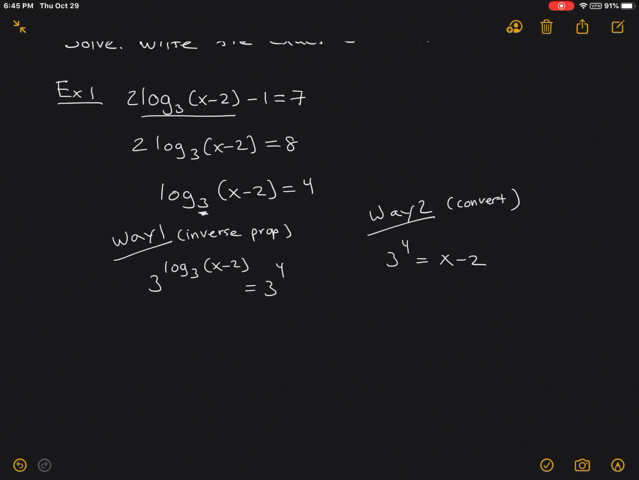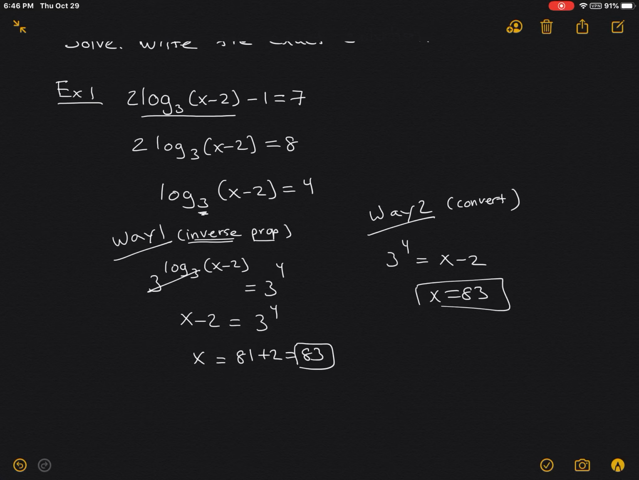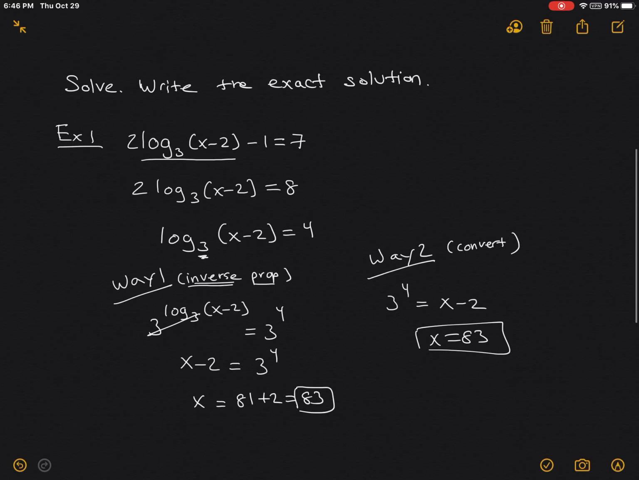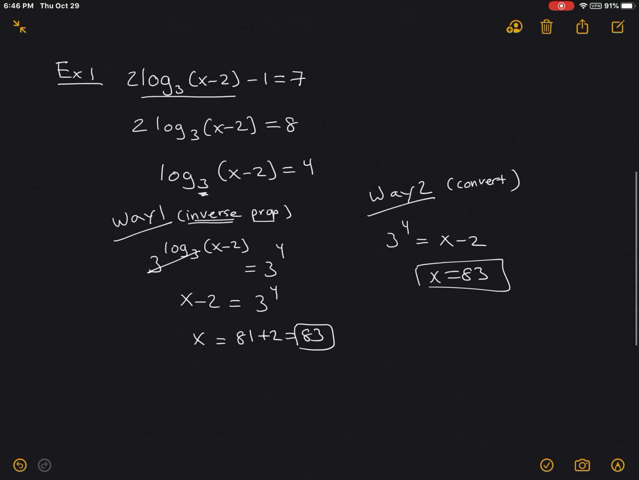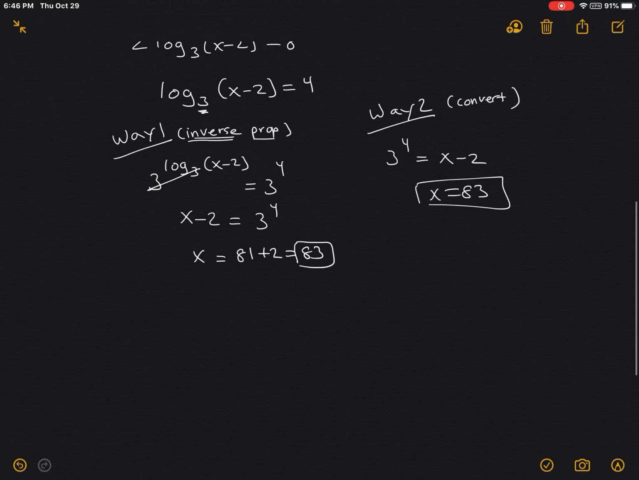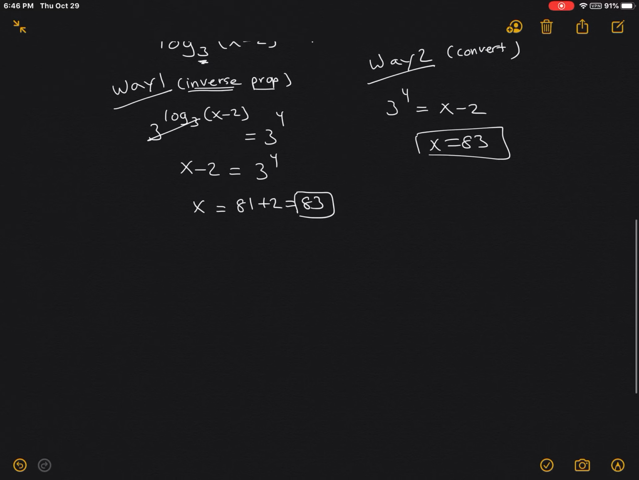Does it matter which method I use on a test? It doesn't, okay, but I would recommend that you use the inverse property. It's just to practice this. This becomes x minus 2 is equal to 3 to the 4th, and you end up with the same statement on both sides. Okay, so 3 to the 4th, of course, is 81. 81 plus 2 is 83. You will also get x is equal to 83 if you do it just converting it directly. So again, I would practice the inverse property just to show more work, okay? All right, so there is example 1.